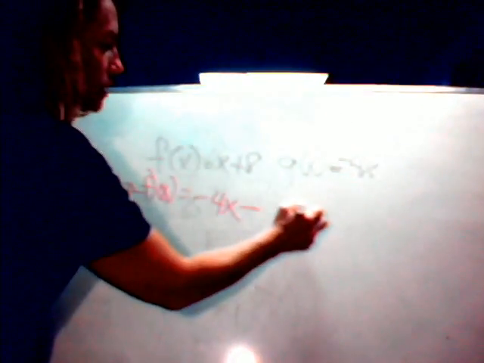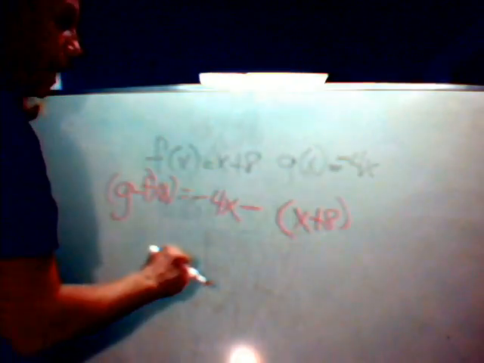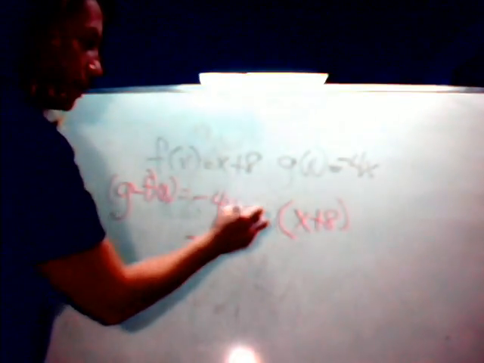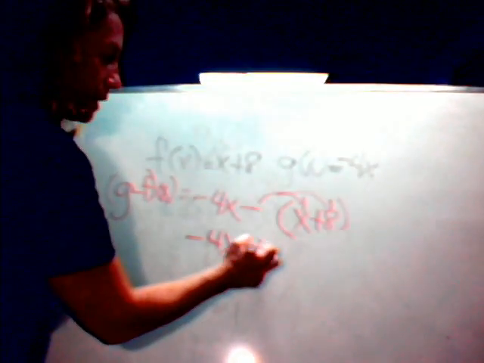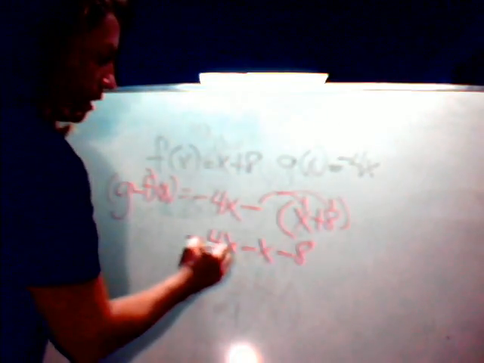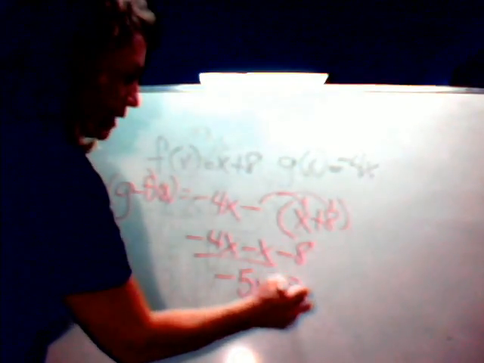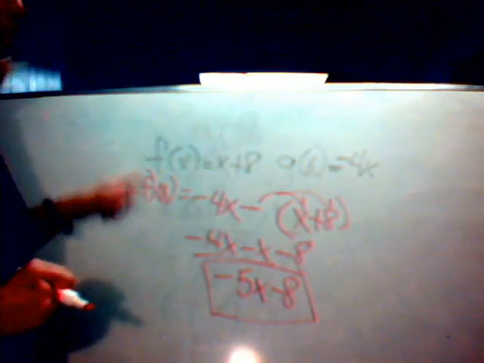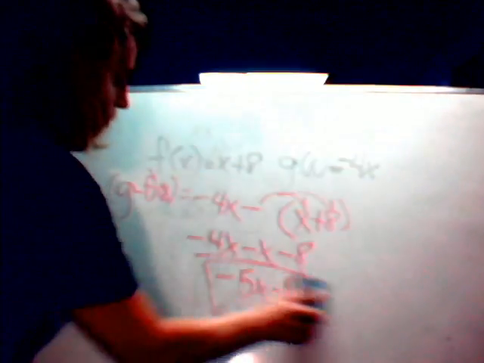Notice I put parentheses around that binomial, because I'm going to have to distribute. I bring down my negative 4x, and I distribute the negative into the parentheses, so I get minus x minus 8. Combine like terms: negative 5x minus 8 is the difference of those two functions, g of x minus f of x. So there's subtraction. Two down, two to go.